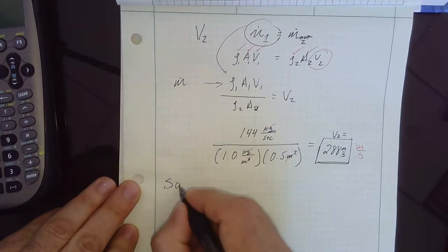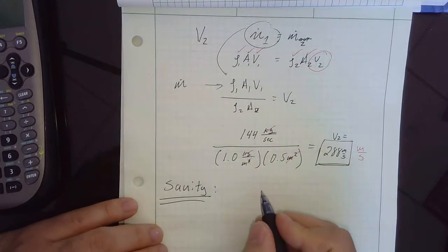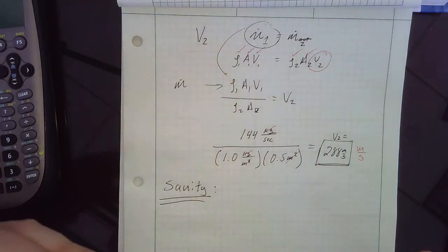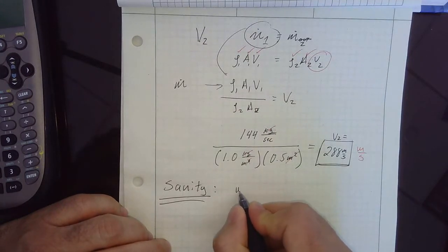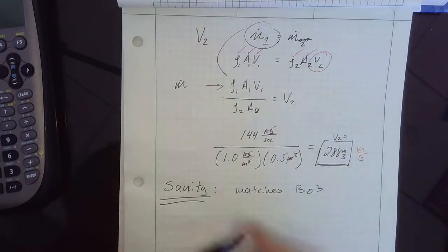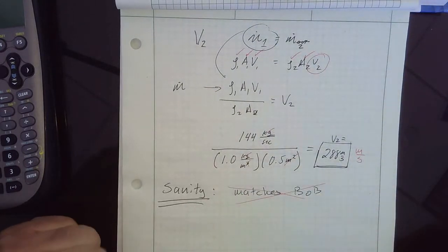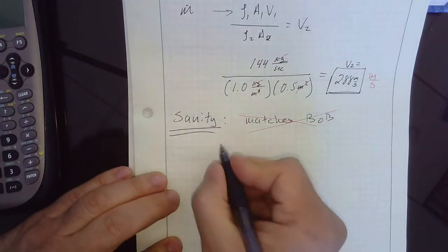Well, the last step is sanity, arguably the most important step. Let's think about how we can prove this as a reliable answer. It's not okay to just say it matches the back of the book. That's not really what I want. I want you to put some thought into this. So how can we prove that we think that this is right?